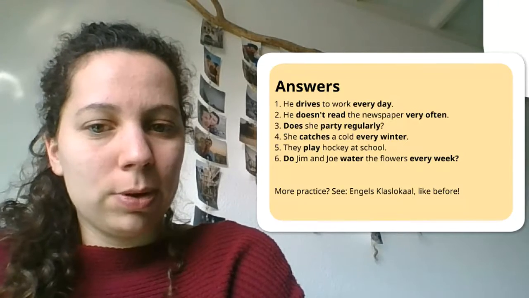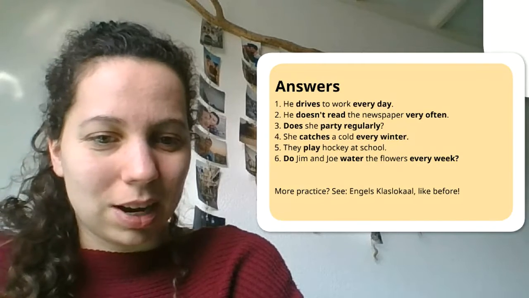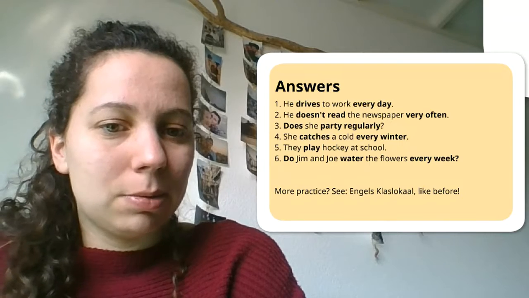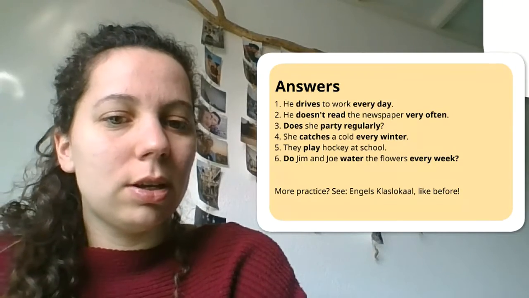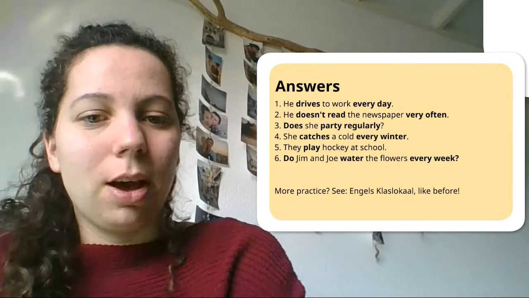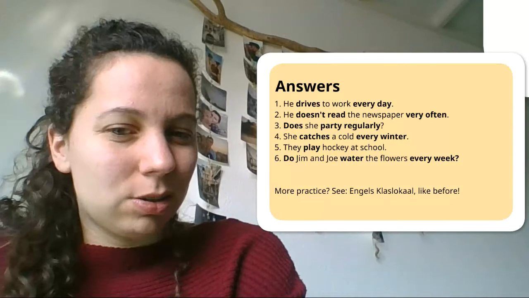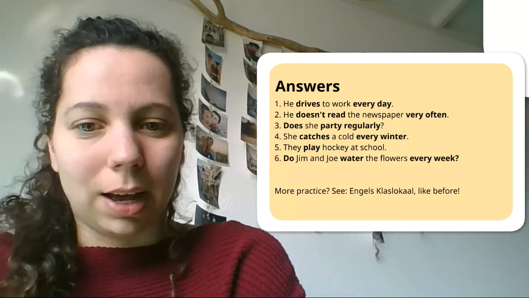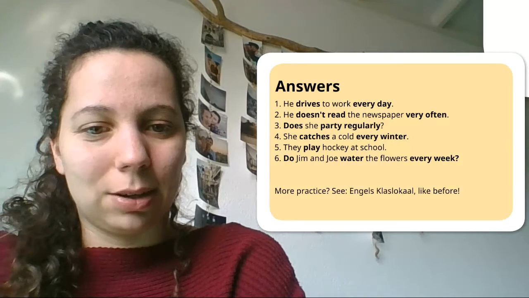In 4, every winter is our keyword, and it's a she form. There's no negation or a question going on this time, so we just add our s, I should say, and we add our s. But because catch ends in a sibilant, a sh sound, you add es in this case, so it's catches with es at the end. Number 5 is our only sentence without a keyword. It's a fact, and facts don't usually have keywords in them. It's a fact that they play hockey at school. That's just the way it is. It's a they form, so you get play and nothing special or fancy going on.